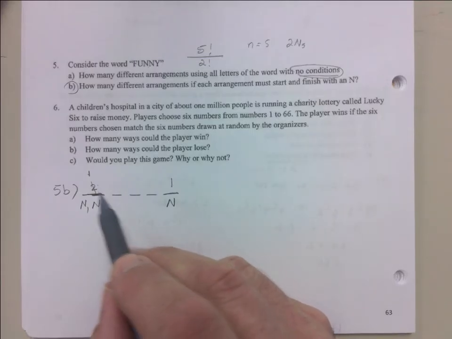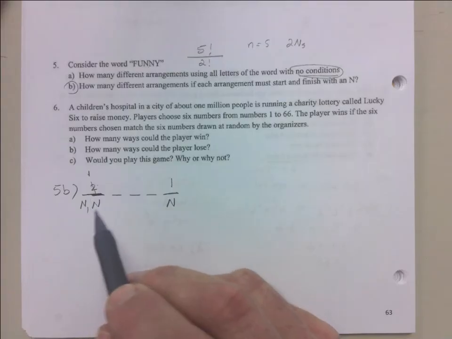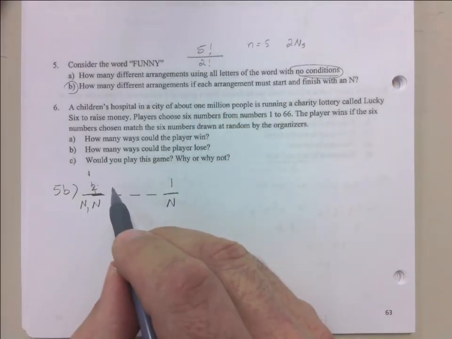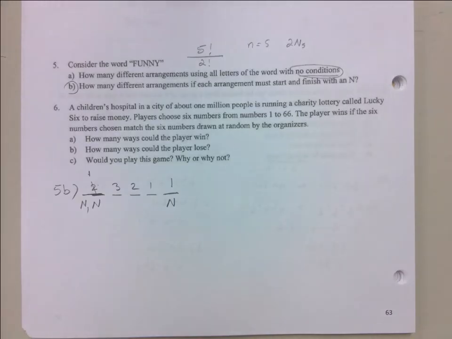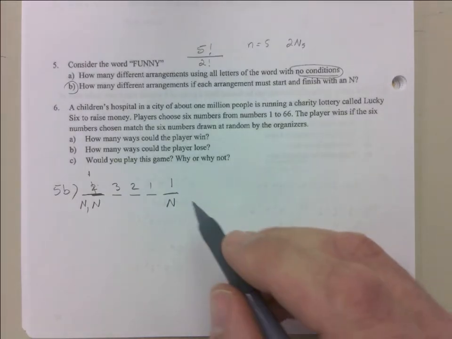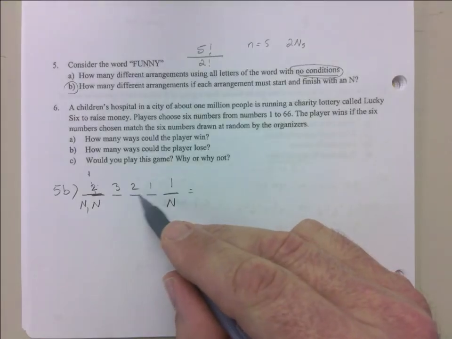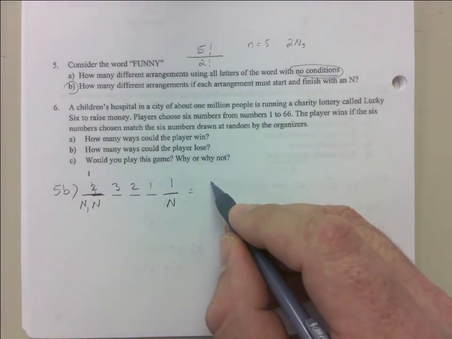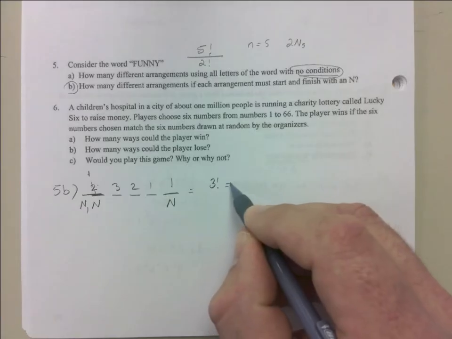And so from 5 you're down to 3, right? So it's 3, 2, 1 for the rest here. So this would be basically 3 factorial, which is 6 ways.